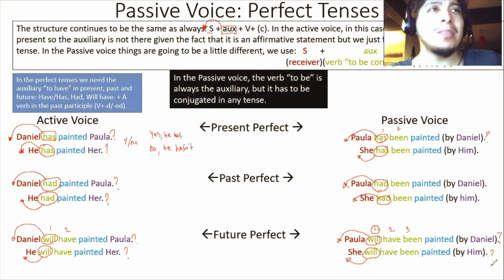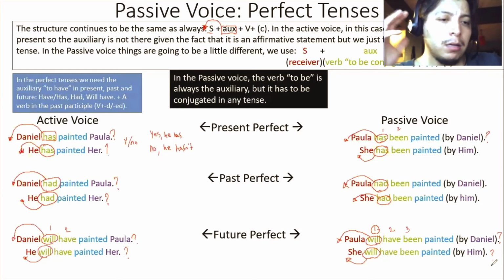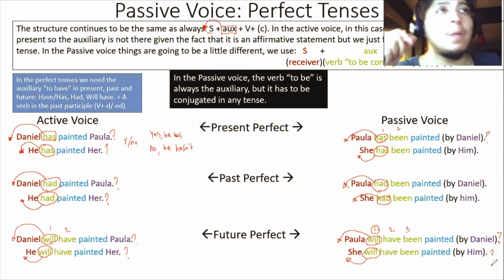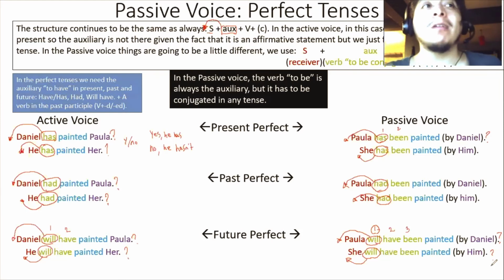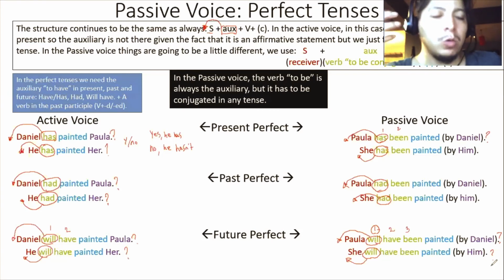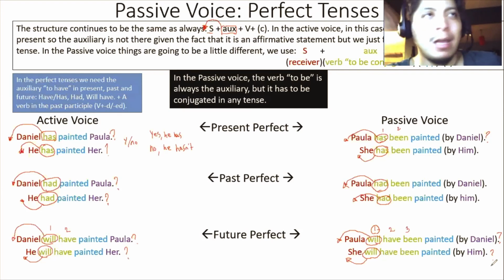Eso es todo. El presente perfecto se utiliza para cuando tenemos experiencias o para acciones no terminadas. El pasado perfecto es el pasado del pasado, son antecedentes, cosas que pasaron en un pasado anterior. Y el futuro perfecto se usa para cosas que habrán sucedido en un momento en el futuro. Mañana en la noche yo ya habré ido al doctor, ¿ok? Todavía no voy, mi cita es mañana, pero en la noche ya habré ido, ¿ok? Aquí es lo mismo, en algún momento en el futuro, Paula ya habrá sido pintada, ¿sí?